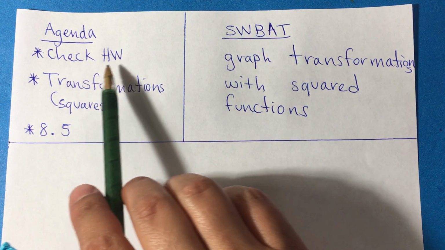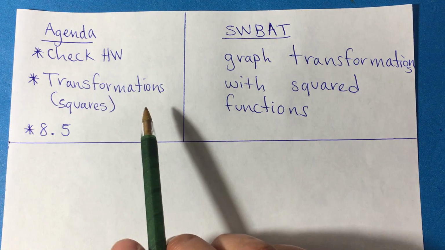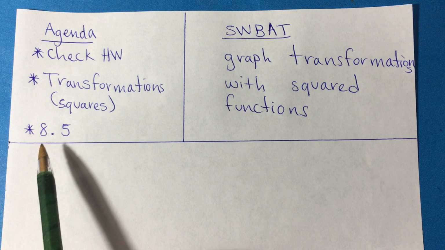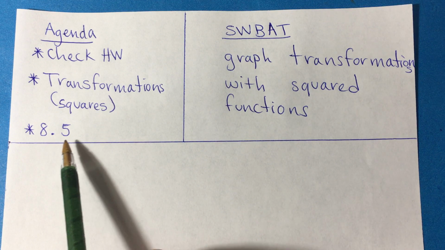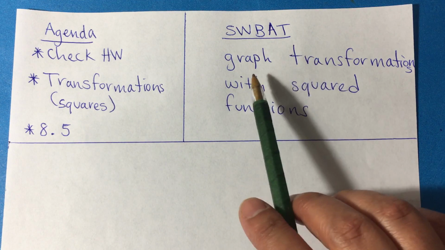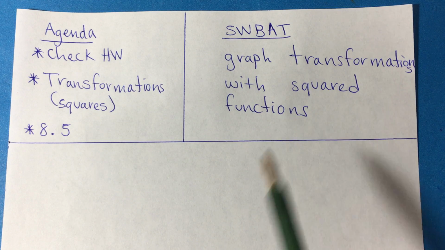Students, today's agenda is to check homework. We'll be learning about transformations with squares, and today you will be able to do 8.5. Today students will be able to graph transformations with square functions.